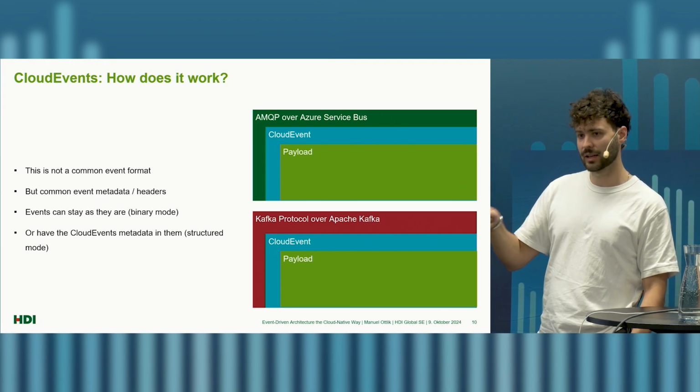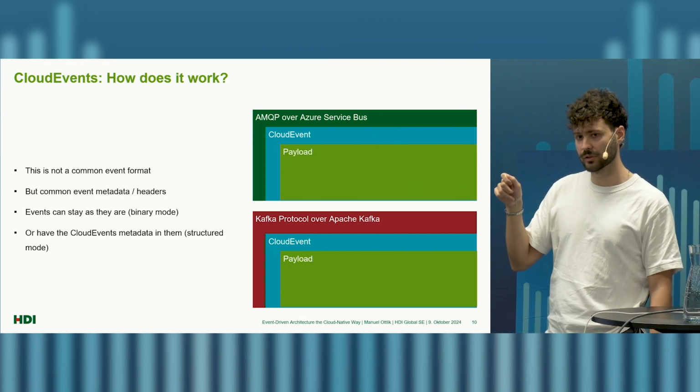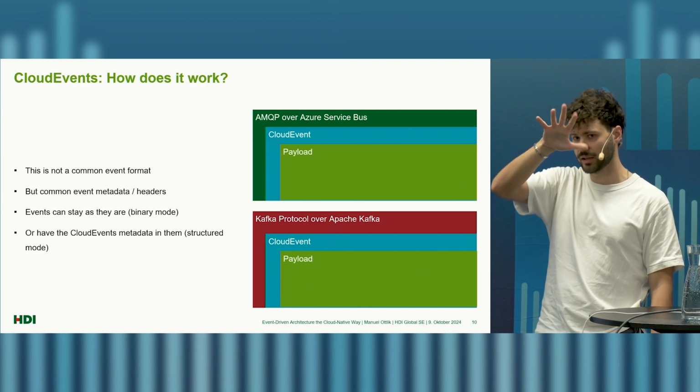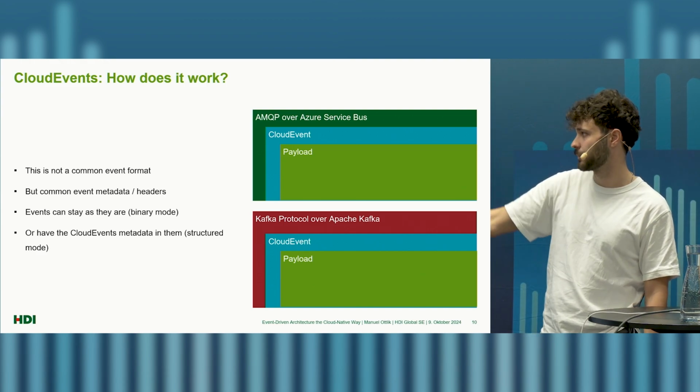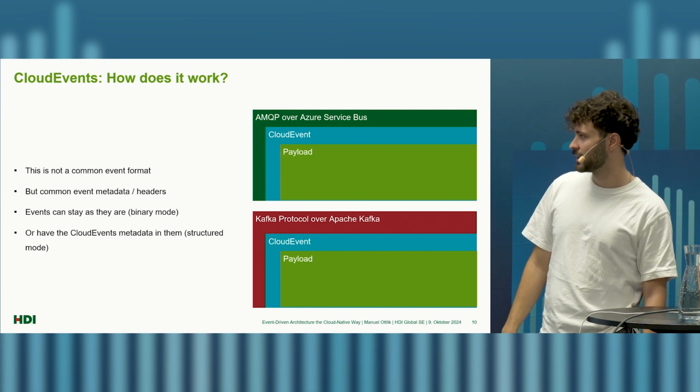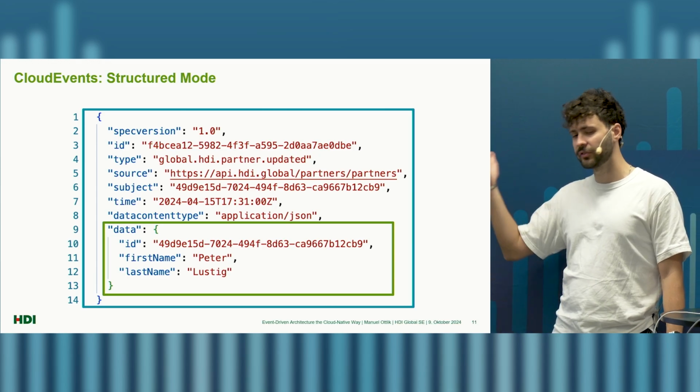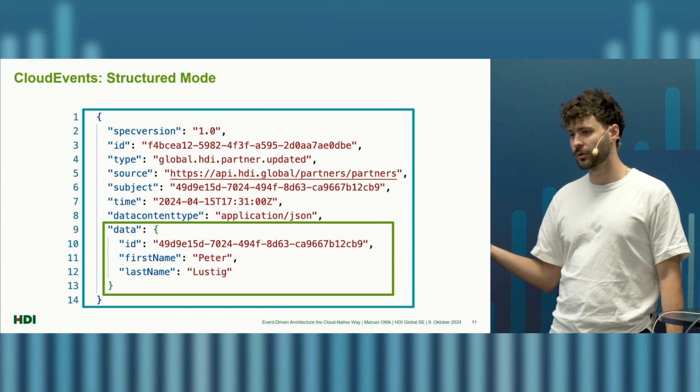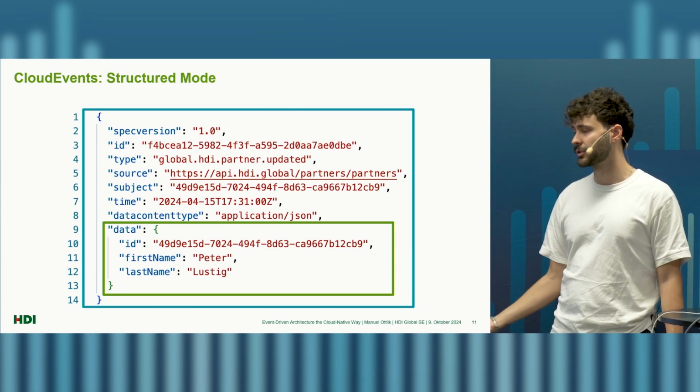You can think of it like writing the same stuff on every envelope, no matter whether you're using packaging service A or packaging service B, or postal service A or B. So events can stay as they are if you're using the binary mode, which I'm going to show in a second, or you can have it included, which I'm going to show now. So CloudEvent always sounds quite fancy. This is basically what it is. It's like a few fields that got standardized and that everybody agreed to use.